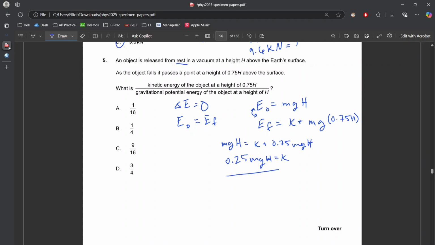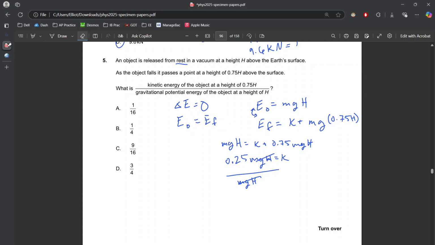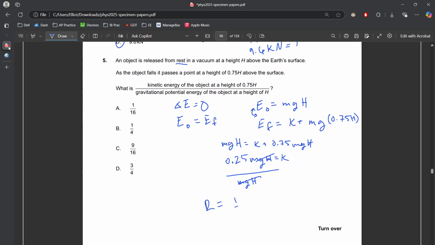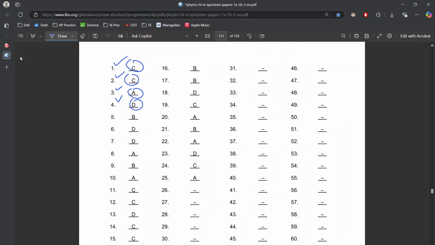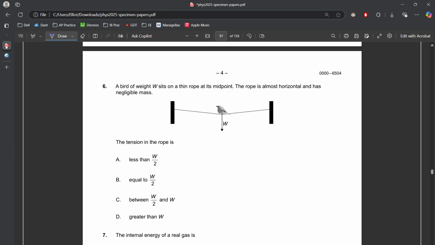So now you know what your K is. Just divide that by your initial gravitational potential energy, which is just mgH. Let me erase this, sorry. This ratio, I'm going to call it R, is equal to 1 over 4, because it's just 0.25 over 1, which is B. Correct. See, now you've got at least 5 marks on your IB exam so far.